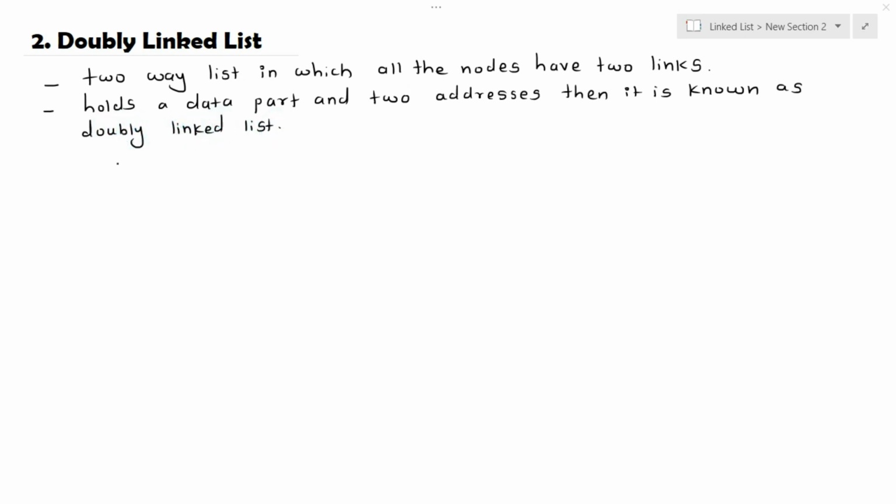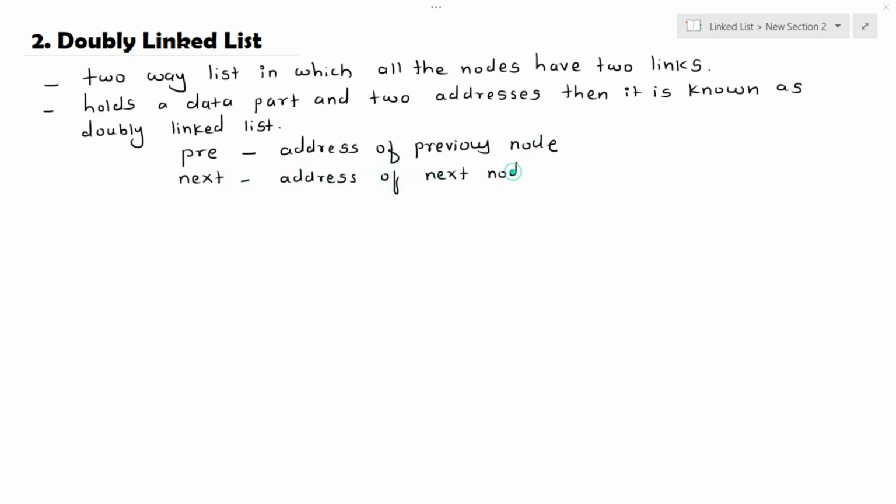Now here there are two addresses, one is previous and the other one is next. Previous points to the address of the previous node and next points to the address of the next node. These are the two pointers and the first one is a data part. So this type of linked list is called a doubly linked list.